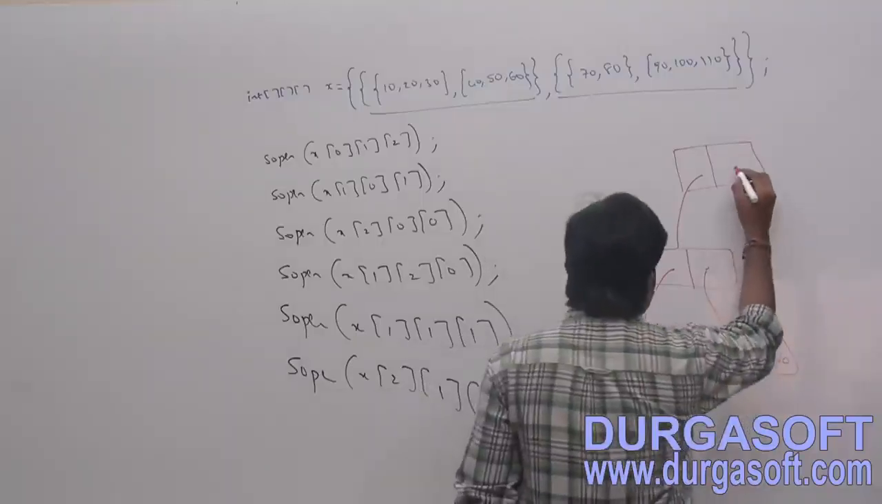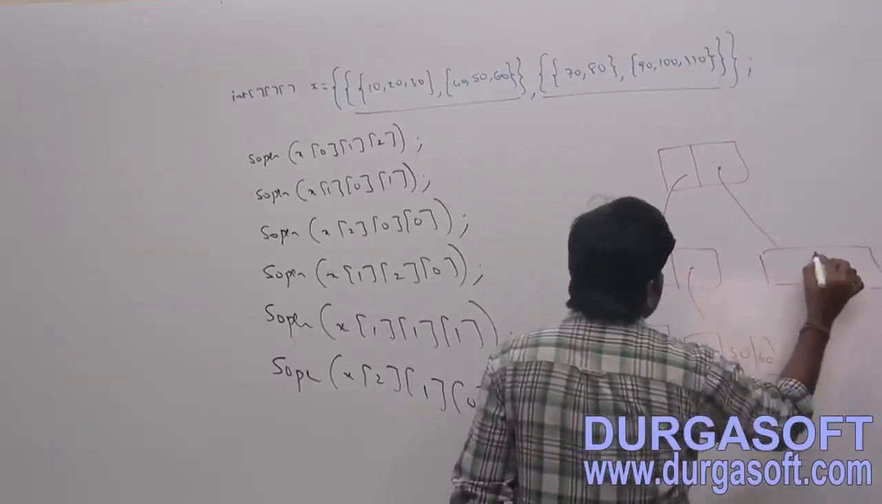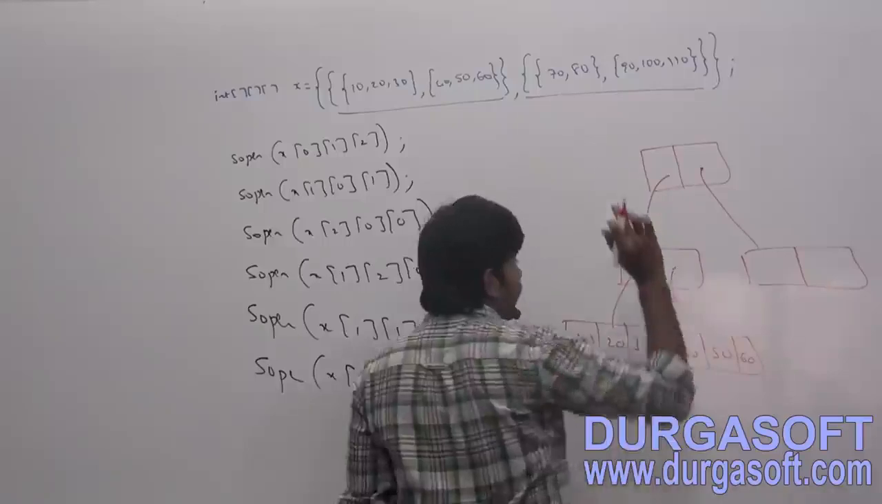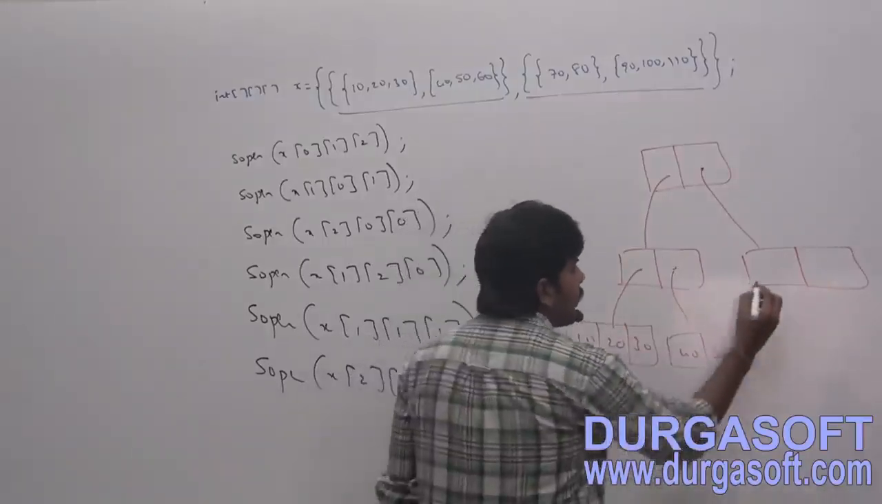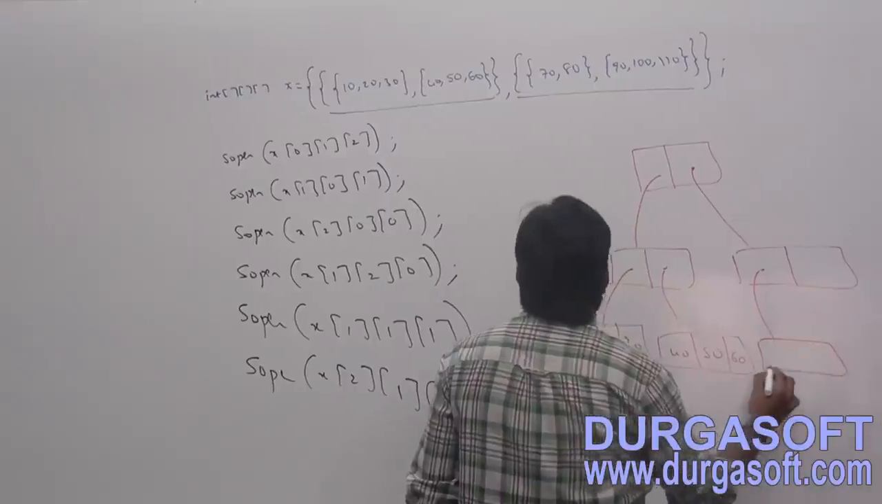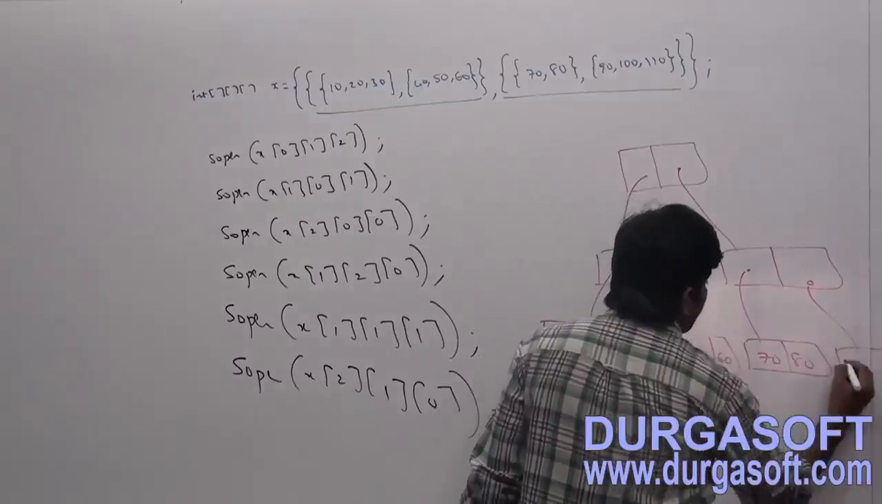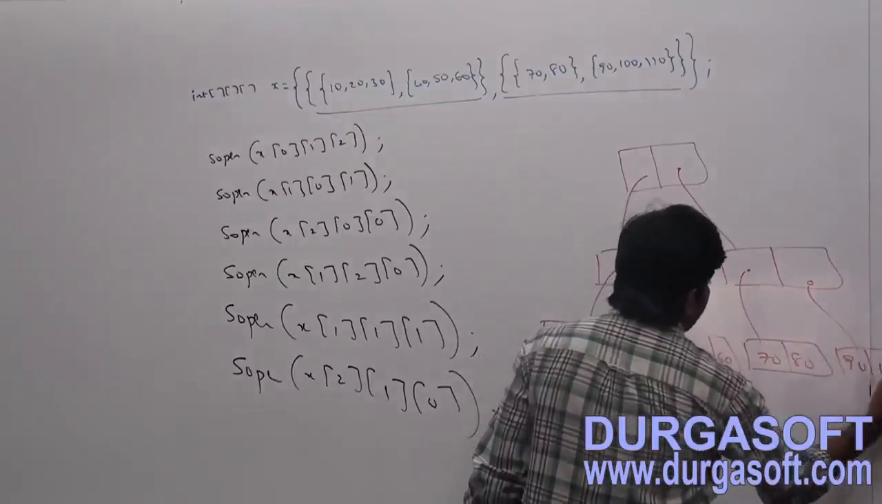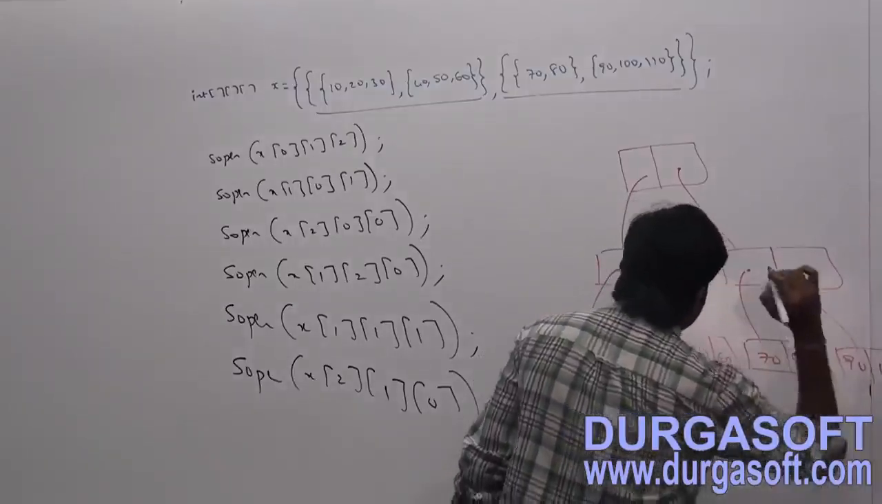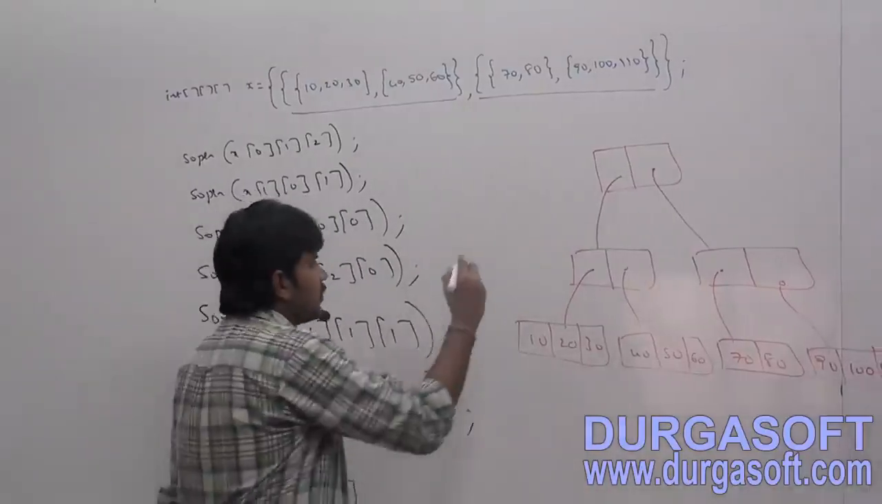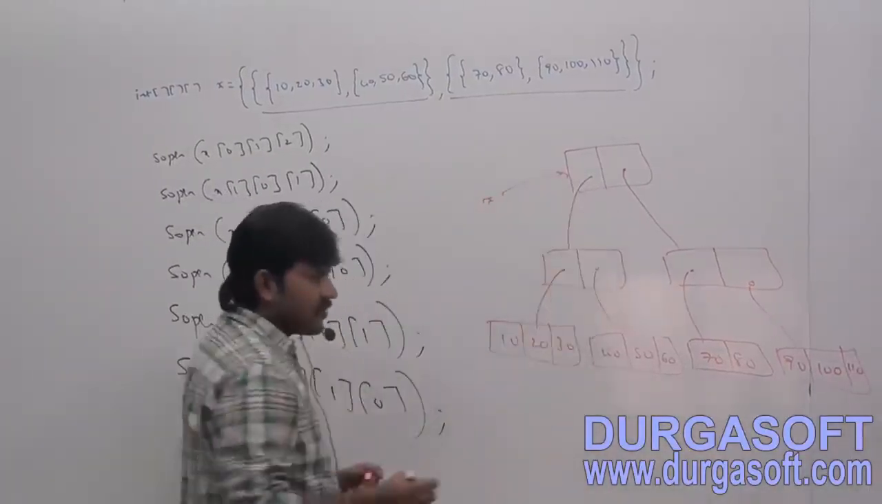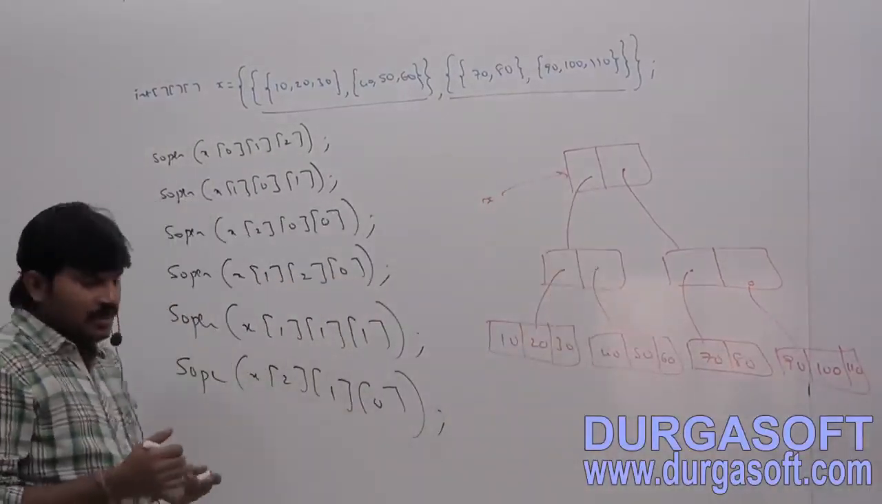Here just I am taking a 2-dimensional array, one array with size 2. Next, 70, 80. Next one 90, 100. 110, like this. Now this is x. I hope by seeing this diagram you will be able to answer very easily.